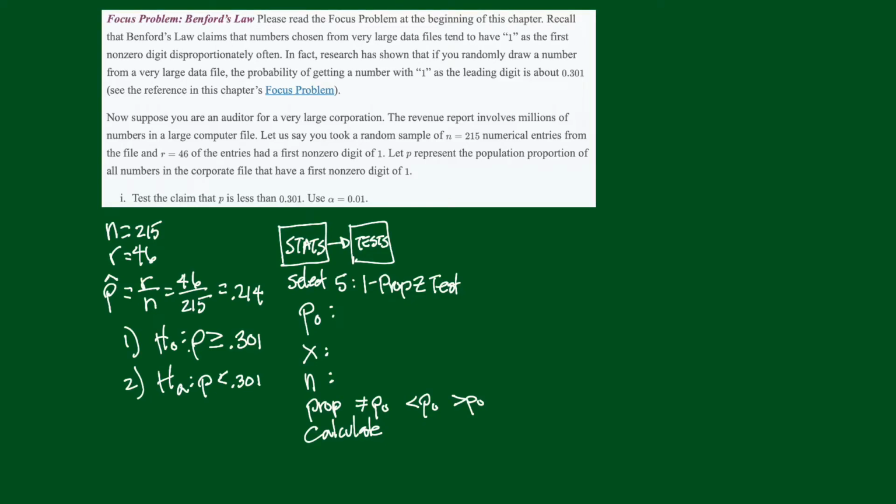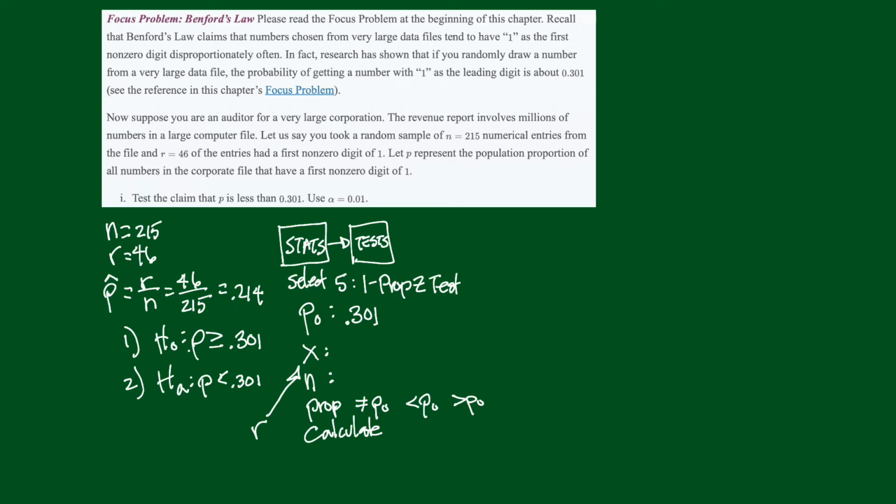Press your stats key, over to tests, and select item number 5. Item number 5 is one proportion z-test. When you select 5, here's what comes up. All right, so what's our p-naught? Our p-naught is 0.301. So put in 0.301. And then x, the calculator doesn't say it, but x is the r.